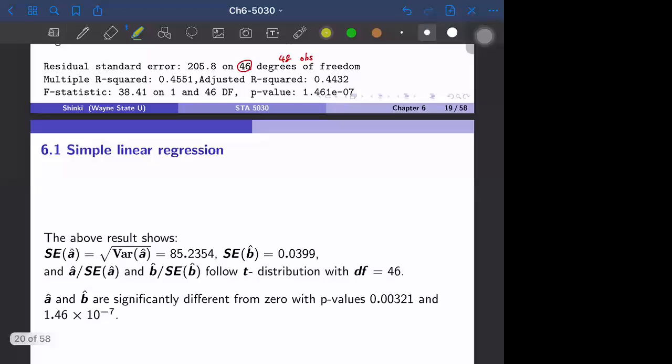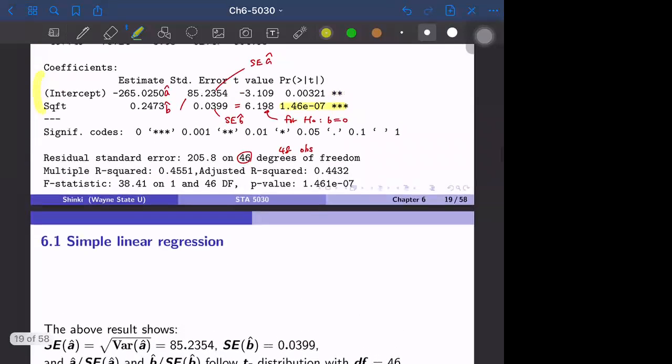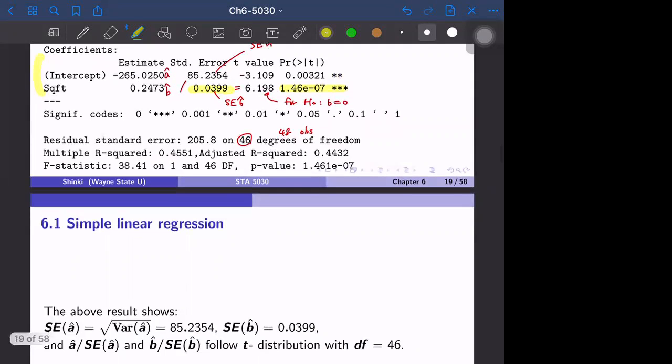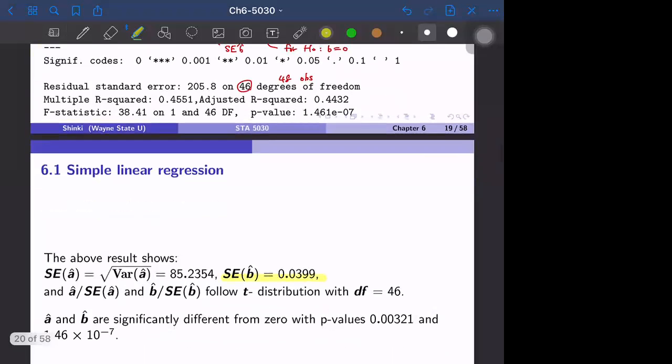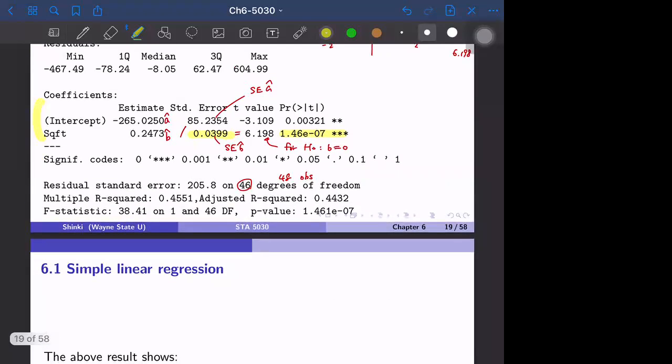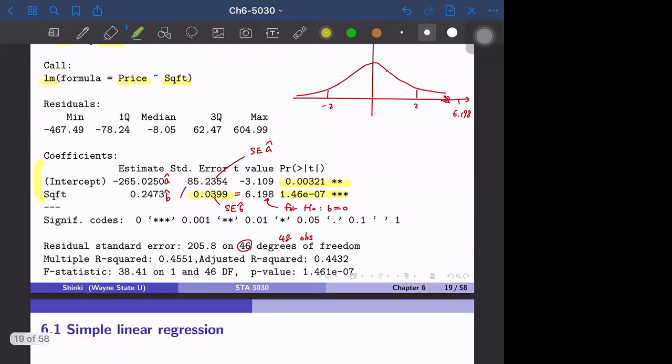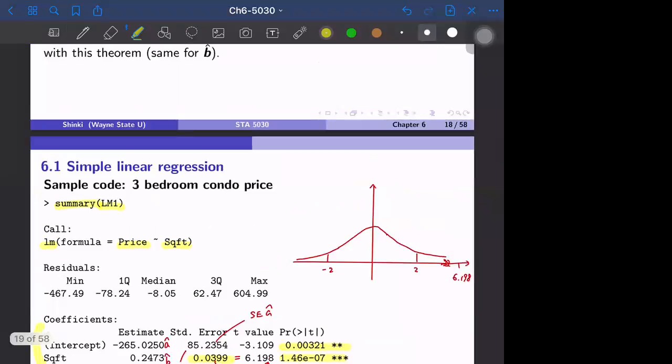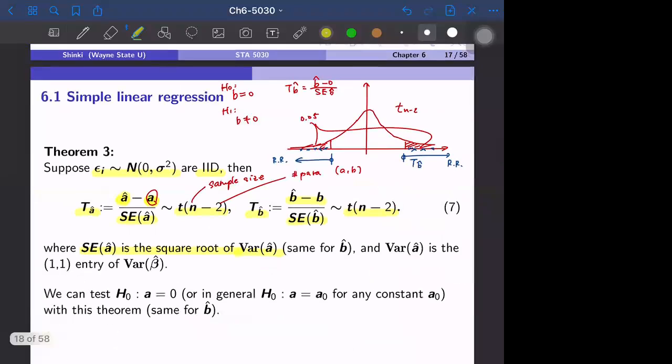Here, for example, the standard error 0.0399 is calculated by the square root of the variance of B hat, that is, the 2-2 entry of the variance of beta hat matrix. You can see that B hat is significantly different from 0. And also you can say that A hat has a very small p-value, so it's significantly different from 0. So this is how to test the coefficient A and coefficient B.